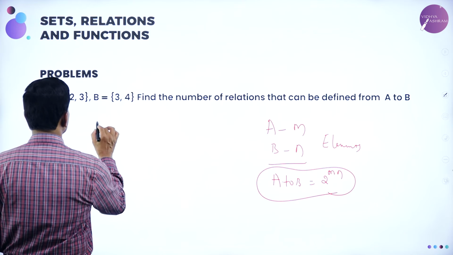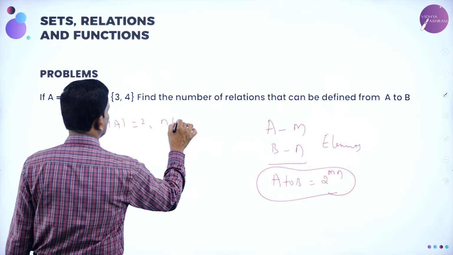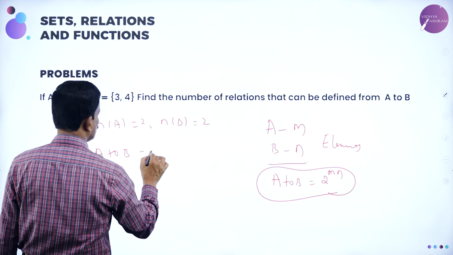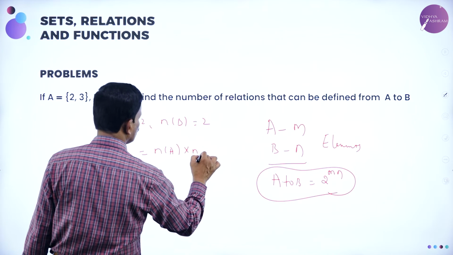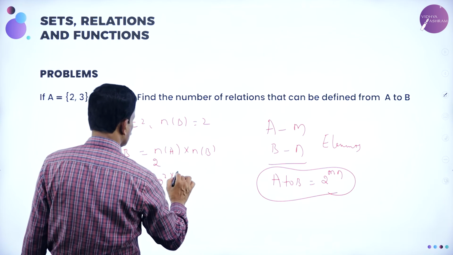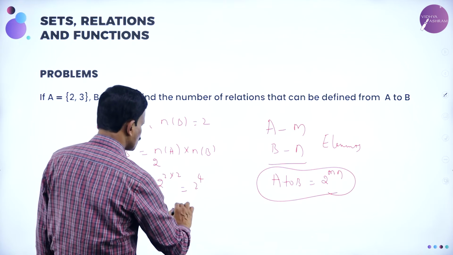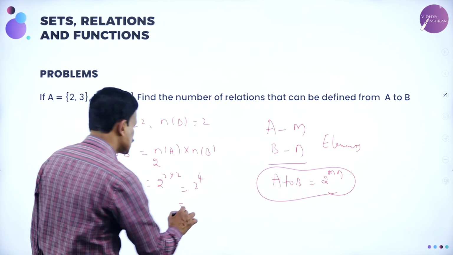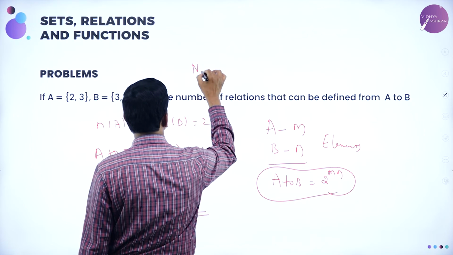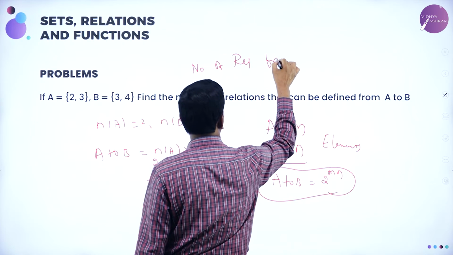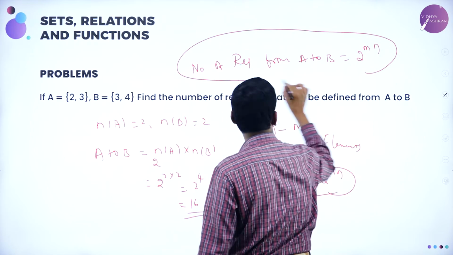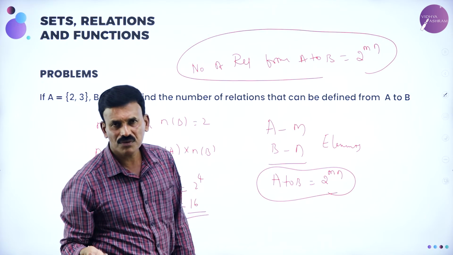So, here the number of elements in A is 2, and the number of elements in B is also 2. The number of relations from A to B is equal to 2 to the power of n(A) times n(B). That is 2 to the power of 2 times 2, which is 2 to the power of 4, and 2 to the 4 is 16. The number of relations from A to B is 2 power 16. So, just keep it in mind, the number of relations from A to B is always equal to 2 to the power of mn, where m is the number of elements in set A and n is the number of elements in set B.